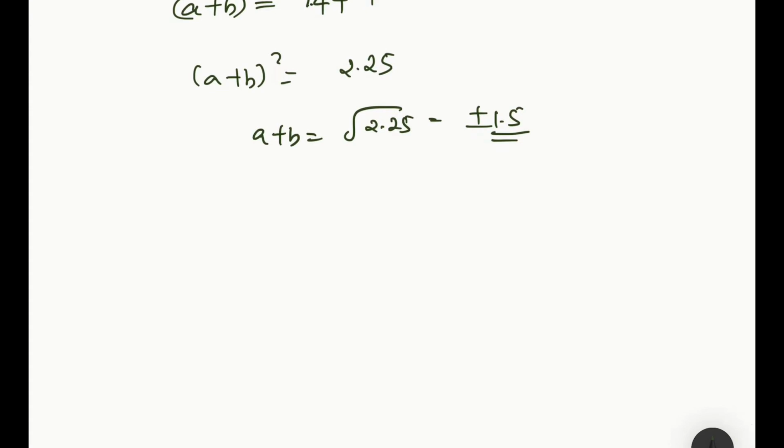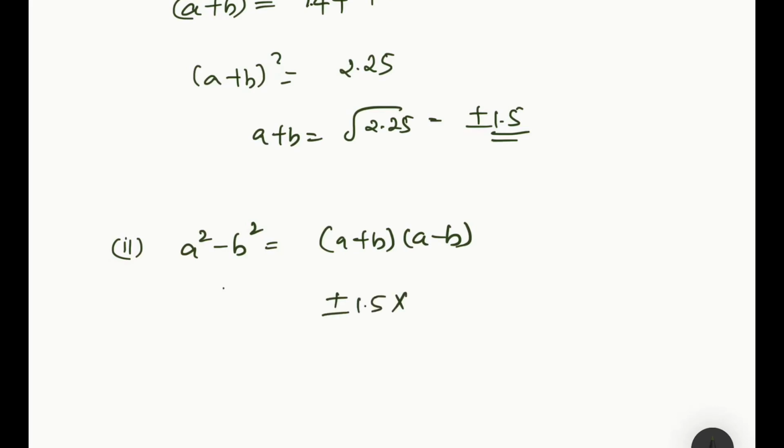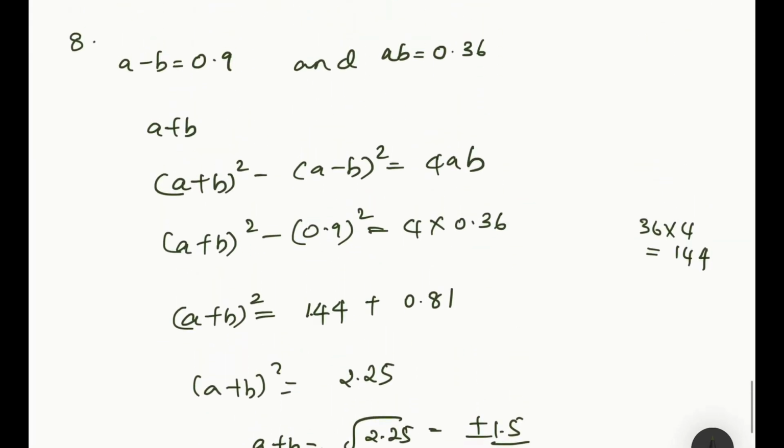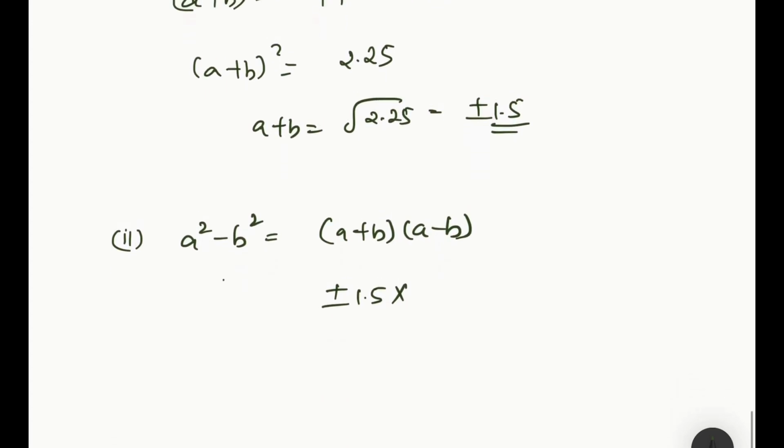Okay. So you have the second sub question here. What's the second sub question? You need to find a square minus b square. What is a square minus b square? It's equal to a plus b into a minus b, right? So that is equal to plus or minus 1.5 into what is a minus b? A minus b is 0.9. So you will clearly get it as 1.5 into 0.9.